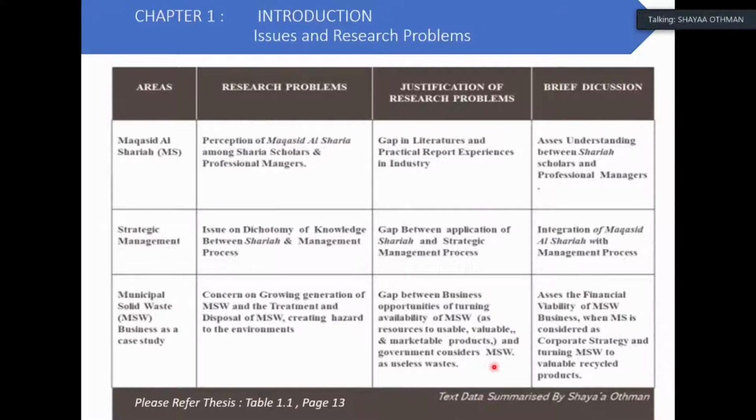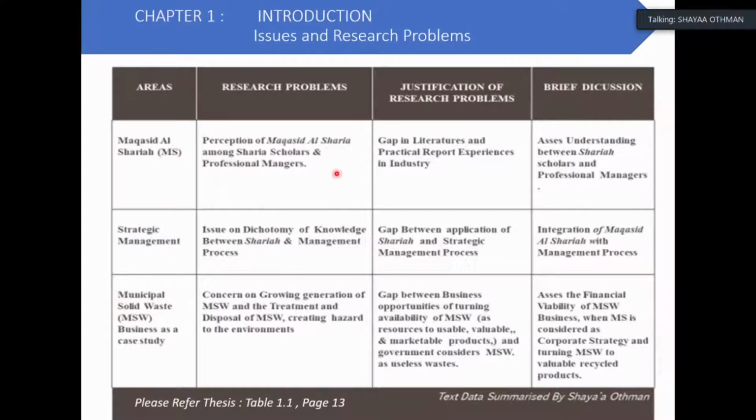When we talk of so many problem issues, if we identify the problem issues in the form of a matrix, it is easy for us to remember all the time where we are going, our direction for our research. For example here, our research interest is maqasid al-Sharia. Our second is strategic management. Third, we focus now to make the study more focused on business in MSY. This is the interest area.